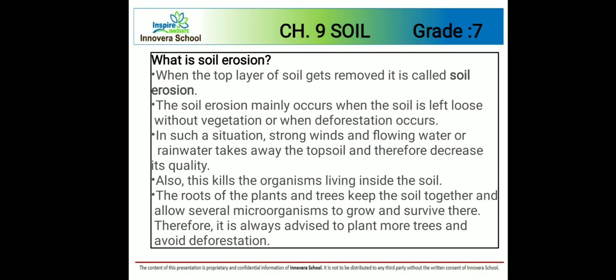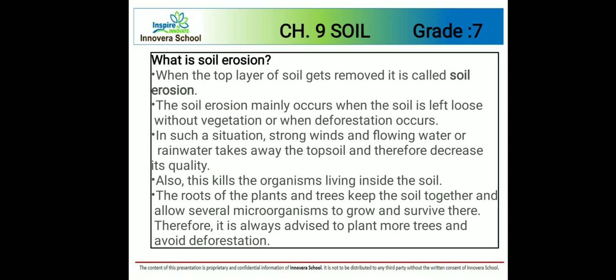What is soil erosion? When the top layer of soil gets removed, it is called soil erosion. It means that when the upper layer, the humus, is removed, the soil no more remains fertile. Hence it is called soil erosion. Soil erosion mainly occurs when the soil is left loose without vegetation or when deforestation occurs. In such a situation, strong winds and flowing water or rainwater take away the topsoil and therefore decrease its quality. Also, it kills the organisms living inside the soil.